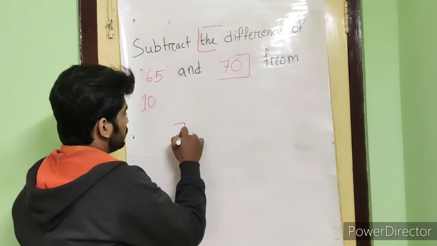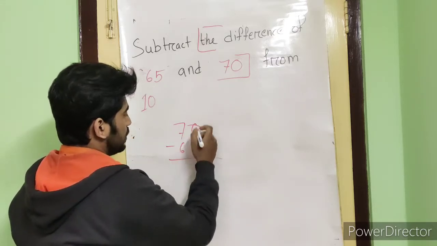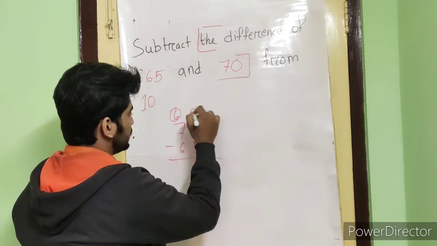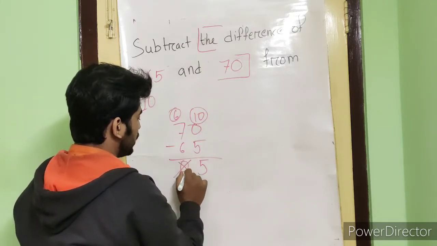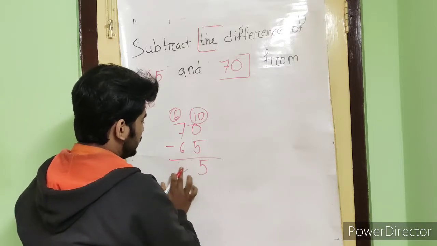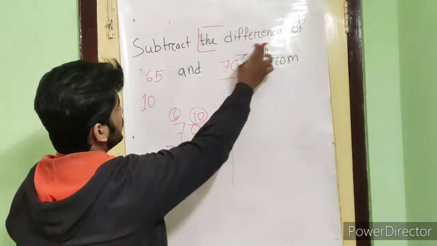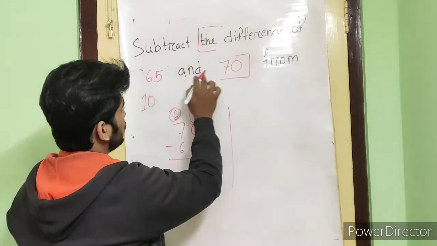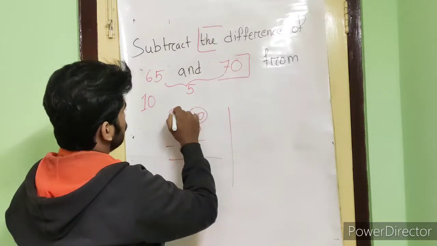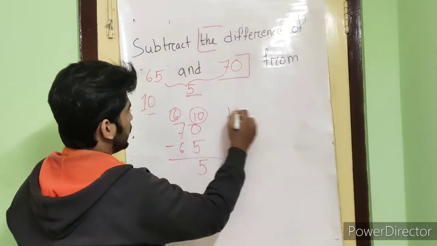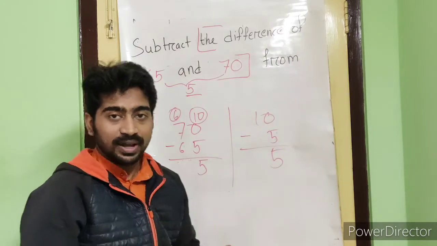So 70 minus 65. It will be 6. 10 minus 5 equals to 5, and 6 minus 6 equals to 0. So no need to write the 0. It will be 5. After that, subtract the difference of 65 and 70. So the difference of 65 and 70 is 5. So we need to subtract this one from 10. So 10 minus 5 is 5. So the answer will be 5.